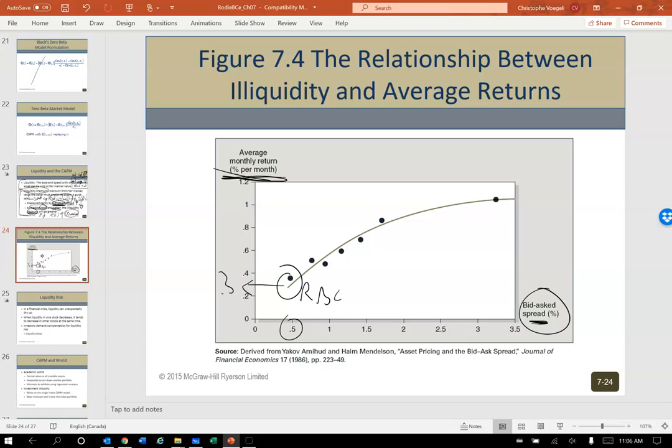But then I go to my friend's dad's company in Calgary, a little tiny junior oil company, and it's worth $80 million, especially with oil the way it is right now. And I want to try to sell it. I'm paying a really high bid-ask spread. So as a result, I get a higher rate of return because I have to be compensated for that risk.